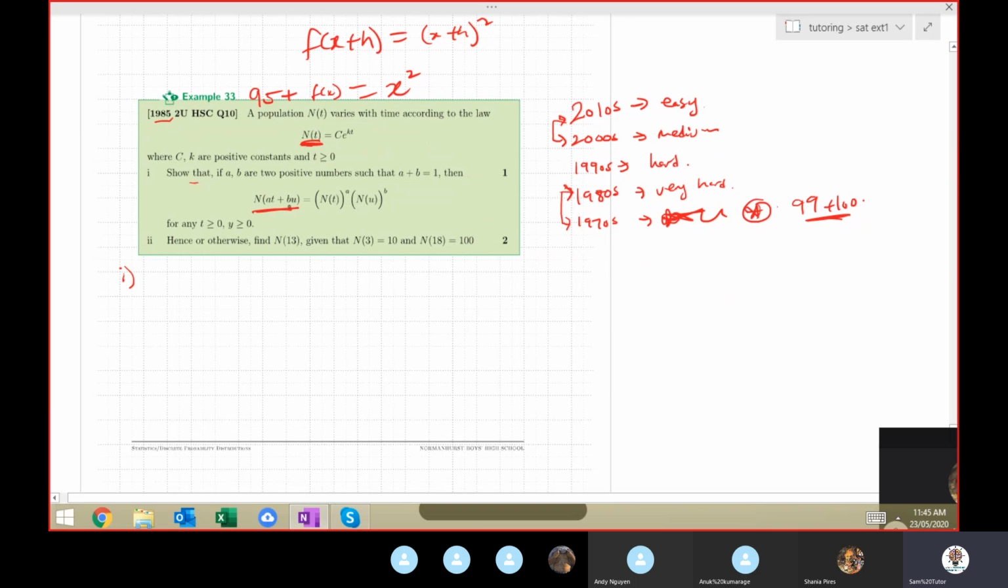So when you're saying N of at plus bu, whenever it's a show question, you do the left-hand side. So left-hand side is N of at plus bu. Well, N of at plus bu becomes C e to the k, instead of t, it's at plus bu.